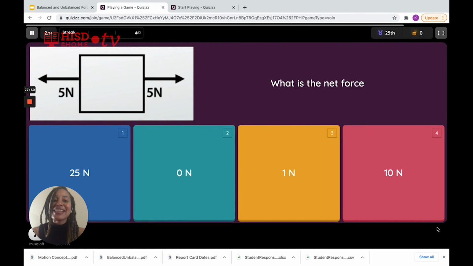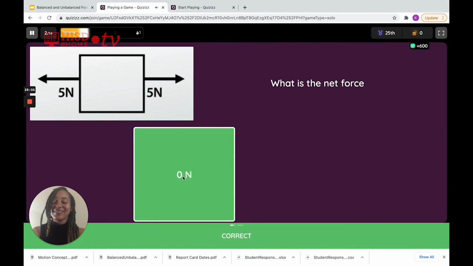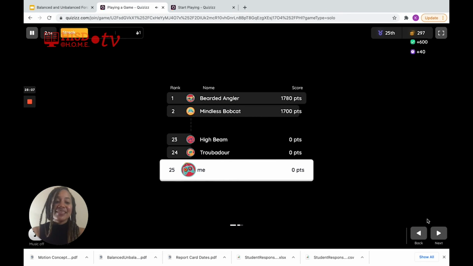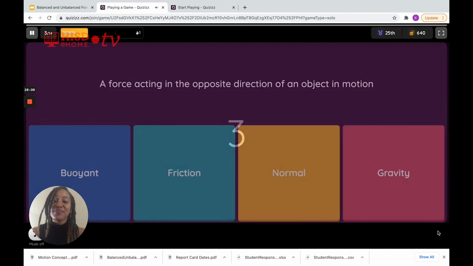What is the net force? So what would be the net force on this object? 5, they're opposite directions. We subtract, so our answer would be 0. Let's go to the next one.